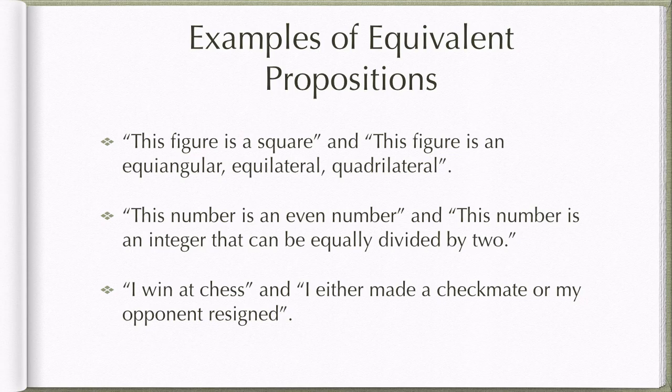Quite often, philosophers and others try to provide definitions by providing equivalent propositions. Consider the first pair of propositions. A square just is an equiangular, which means equal-angled, equilateral, which means equal-sided, quadrilateral, which means four-sided figure. Thus, the proposition, this figure is a square, is equivalent to the proposition, this figure is an equiangular, equilateral, quadrilateral. The same is true for the other two examples. That a number is even just means that the number is an integer which could be equally divided by 2. And so on for the third example.